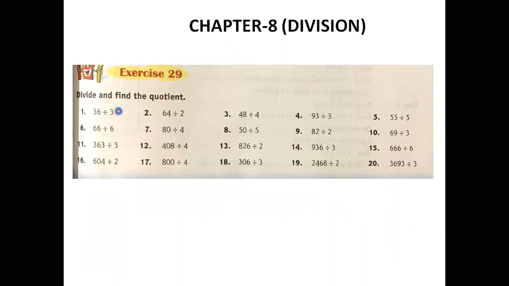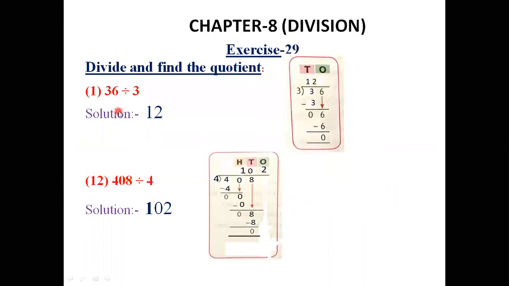This is the same type of question we have already discussed. Now when we divide 36 by 3, 3 1s are 3. When we subtract 3 minus 3, we get 0, and write the 6 here, and now 6 divided by 3, we get 2, and there is no number after the 6, so our answer will be 12 as a quotient here.